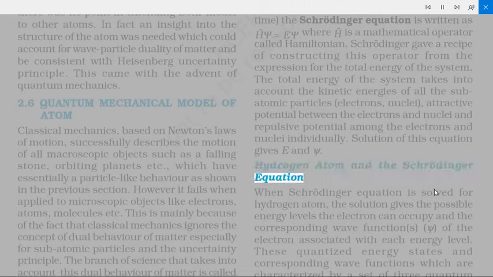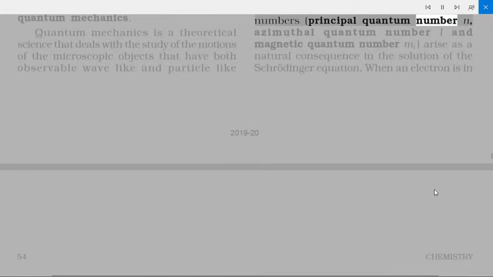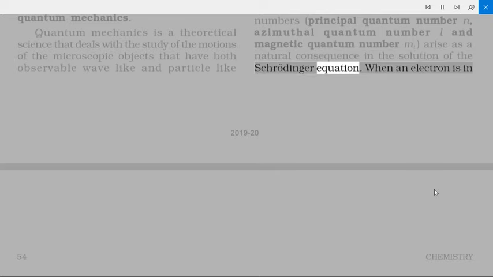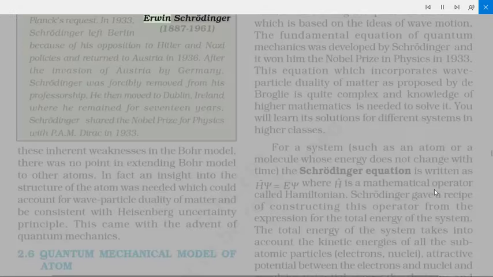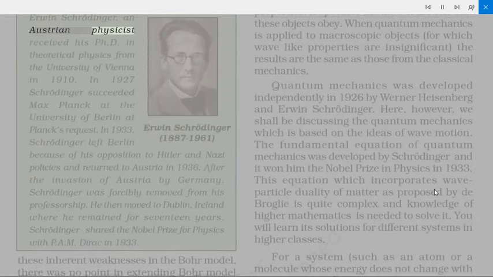Hydrogen atom and the Schrödinger equation. When the Schrödinger equation is solved for the hydrogen atom, the solution gives the possible energy levels the electron can occupy and the corresponding wave function, ψ, of the electron associated with each energy level. These quantized energy states and corresponding wave functions, which are characterized by a set of three quantum numbers, principal quantum number n, azimuthal quantum number l and magnetic quantum number ml, arise as a natural consequence in the solution of the Schrödinger equation.